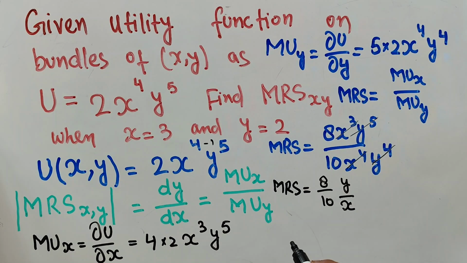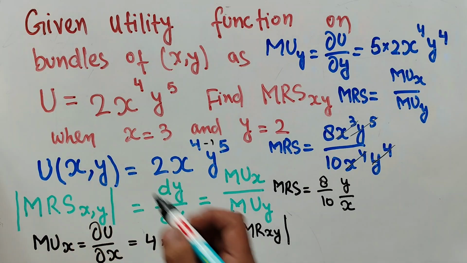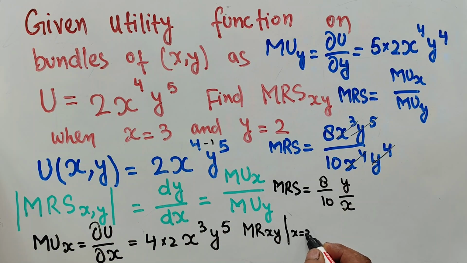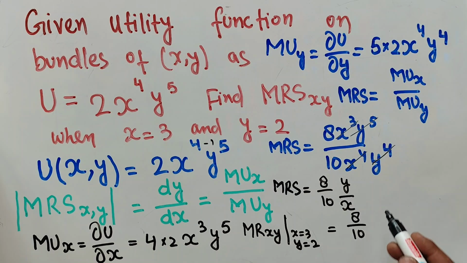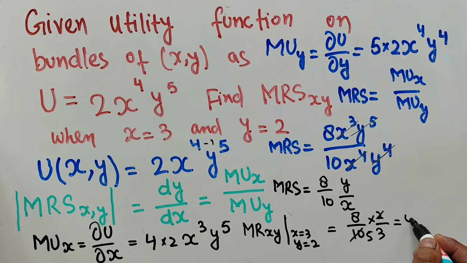But we need to find out the MRS between x and y when the consumer is having x equal to 3 units and y equal to 2 units. So we simply plug the value of x equal to 3, y equal to 2 in this equation. So we have 8 upon 10, so y is 2 and x is 3. Solving this, 2 1s are 2, 5 3s are 15, so we will get 8 upon 15 as the MRS.